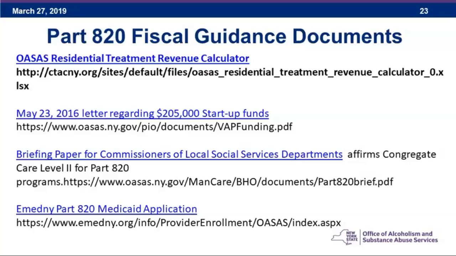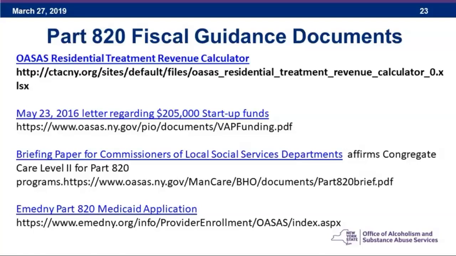Finally, well, actually not finally, there's two more pieces on here. This last piece is when we transitioned from 819 to 820, there was a request to affirm that the 820 programs, just like the 819 programs, were eligible for congregate care level 2 funds. So most of this has settled. We worked really hard with the local social service departments, but every now and then you'll get, say, a staff member who's new and they're not sure. This is your go-to document to affirm that the 820 level of care is eligible for congregate care level 2 funds.